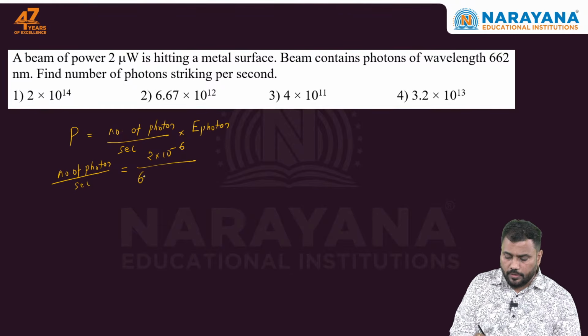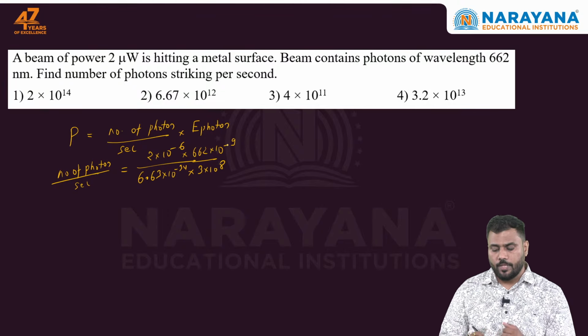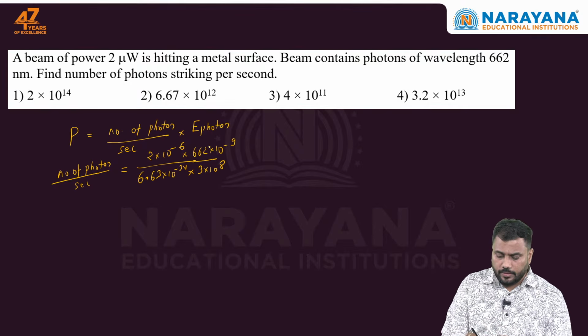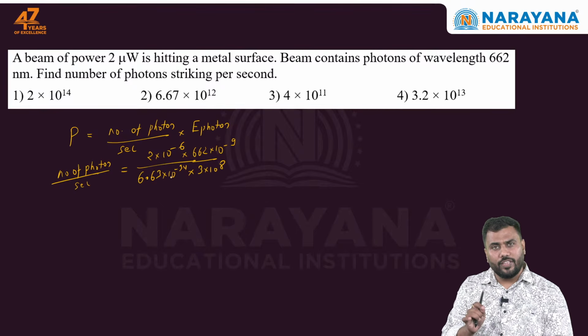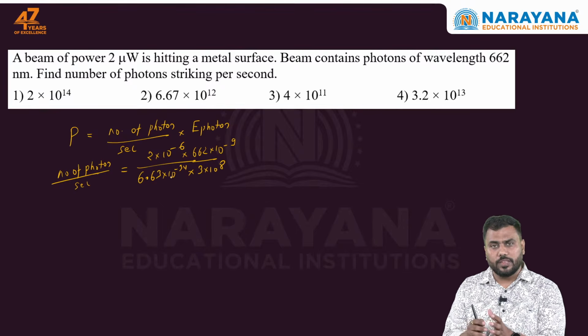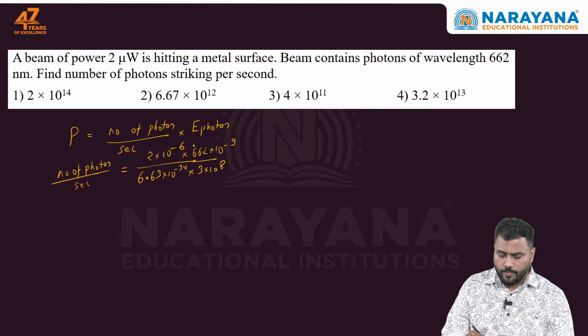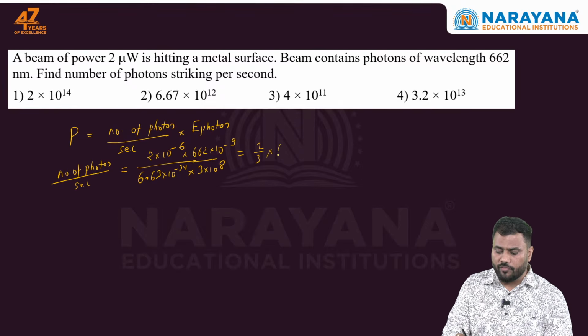h, Planck constant, is 6.63 times 10 power minus 34 in SI units. c is 3 times 10 power 8 meter per second in SI units, divided by lambda. Lambda given in the question is 662 nanometer, so in the numerator it will be 10 power minus 9. In this expression, 662 and 6.63, roughly 660, we can assume this as 6.62 and solve. So the numerical factor is 2 by 3 into some power of 10.